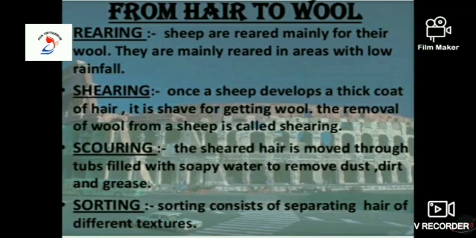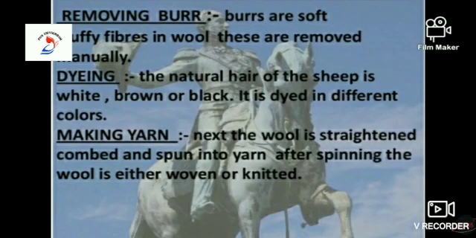Shearing is also done with the help of a machine called a shearer. And we also have a technique called bioclip. They inject a special hormone to remove the hair. Second one is scouring. The sheared hair is washed properly to remove dirt, dust and grease. This process is called scouring.